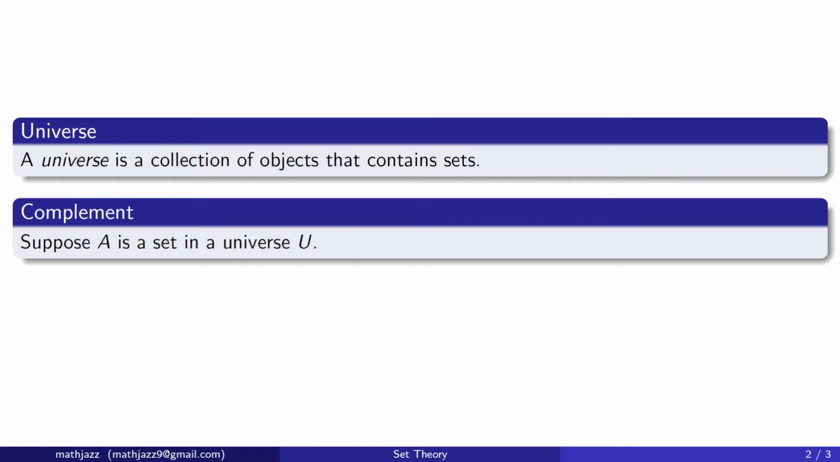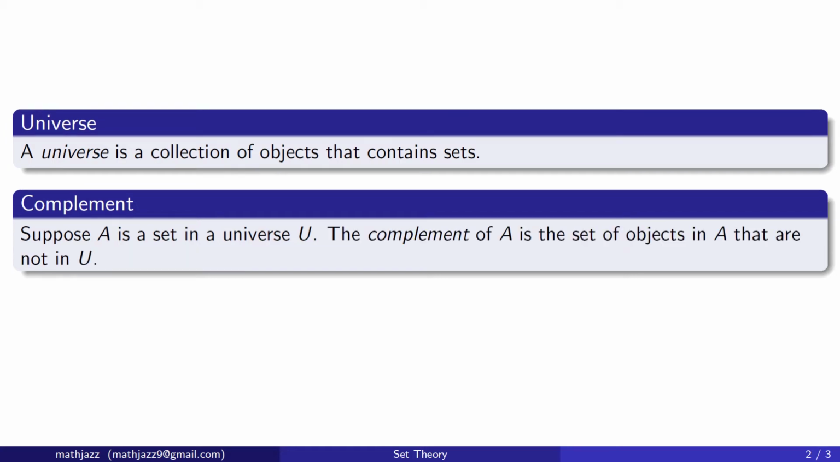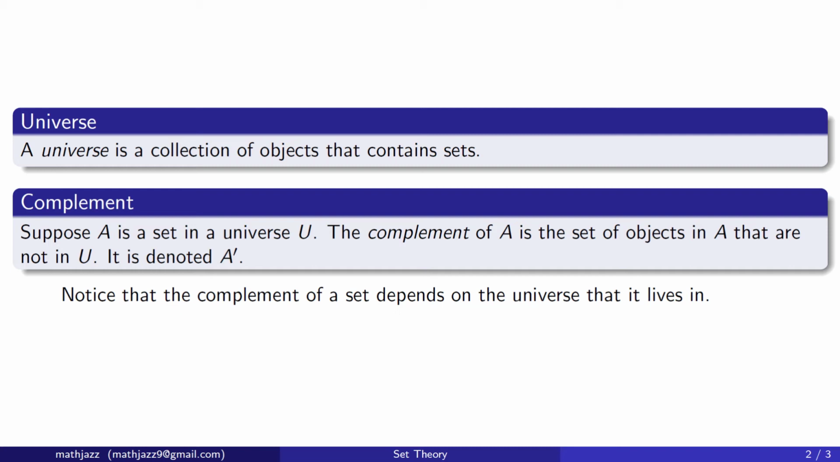Now we can define complement, because that's impossible before we define universe. Suppose A is a set in a universe U. The complement of A is the set of objects in U that are not in A. The letters are backwards. Those will be fixed on the slides. But yeah, the complement is the set of objects that are in U that are not in A, and it's denoted A prime. And if we change the universe, then we change the complement. So that's what we mean by the complement of a set depends on the universe that it lives in.